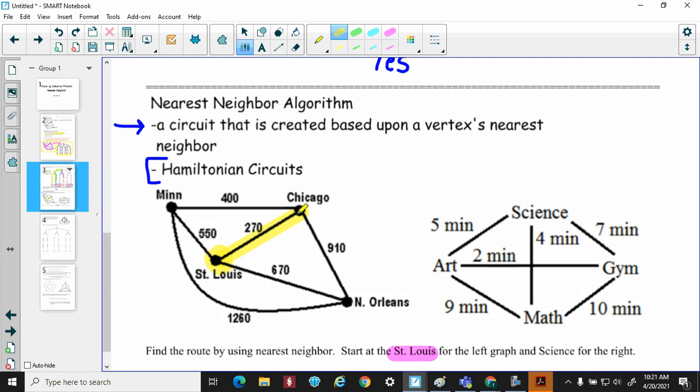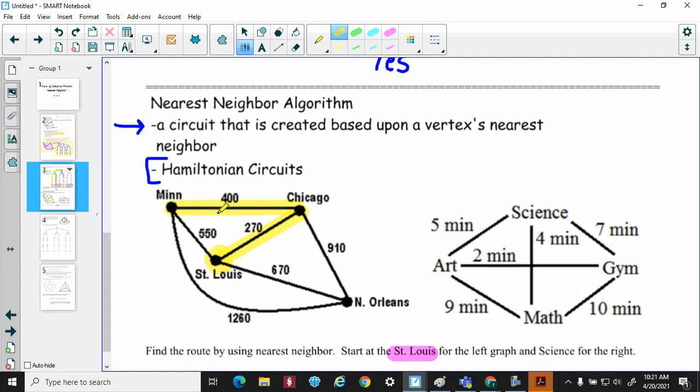So now we're on Chicago. Now from Chicago, we've got to find who is our next nearest neighbor. Well, Minneapolis is 400, Chicago is 910. Well, I know 400 is a lot less, which means it's closer than 910 miles.